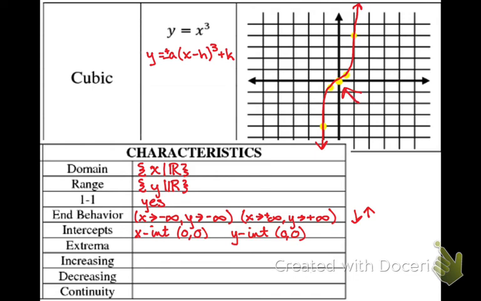Extrema. No, it doesn't have any. This thing increases from here to here, so there's no extrema. And it's increasing from negative infinity to positive infinity. Now, if I threw a negative in front of that, then it would be decreasing, wouldn't it? Because it would end down. Is it continuous? Yes, sir. No holes, no sharp turns, no breaks.